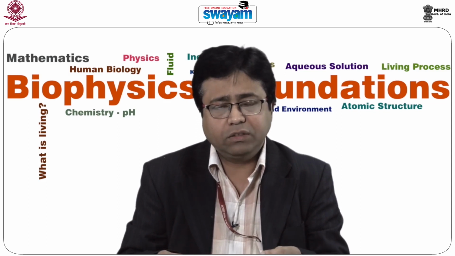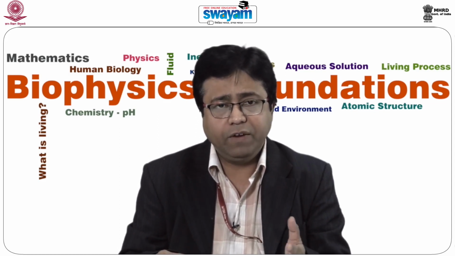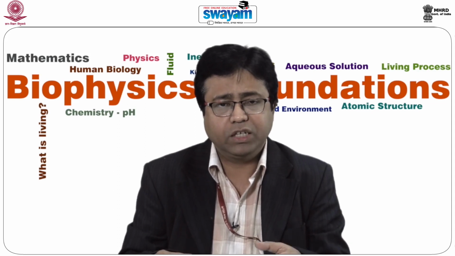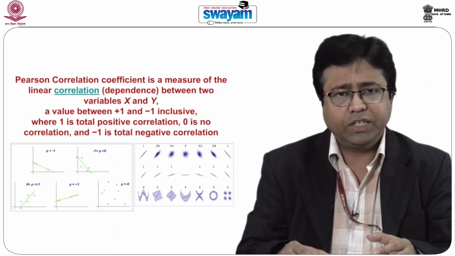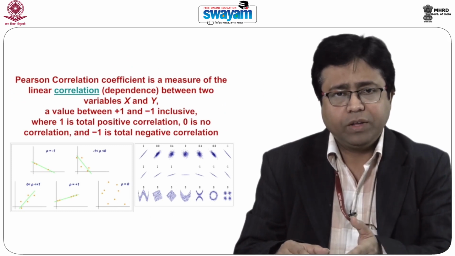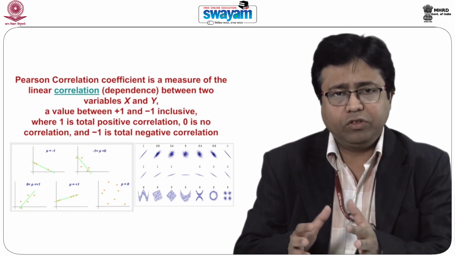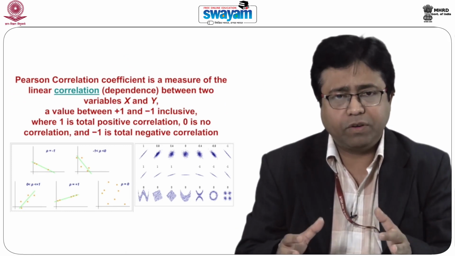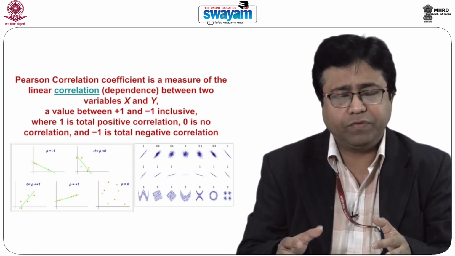Now for that, this particular metric is very important and very helpful. That is Pearson's correlation coefficient. Pearson's correlation coefficient can have any values ranging from -1, 0 and +1. These are the 3 different values which possibly will come from this Pearson's correlation coefficient.